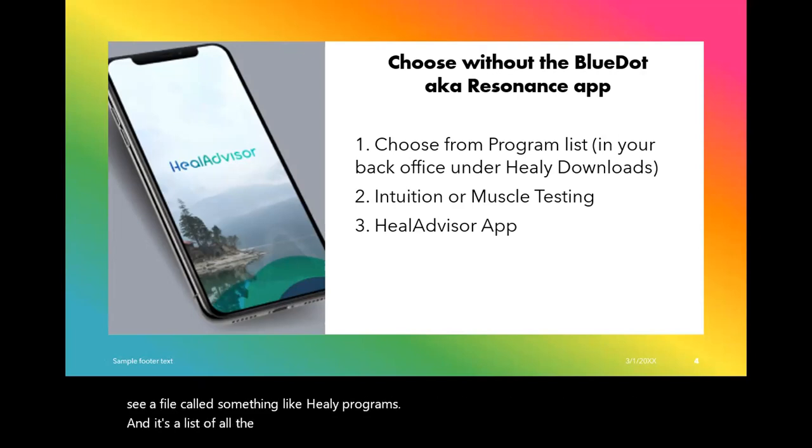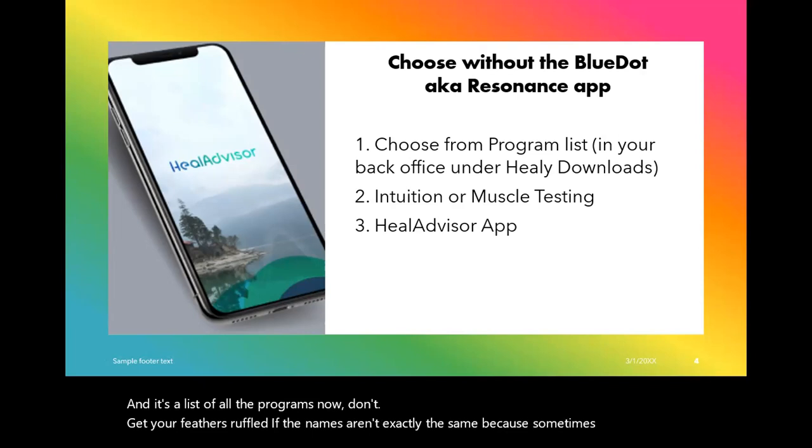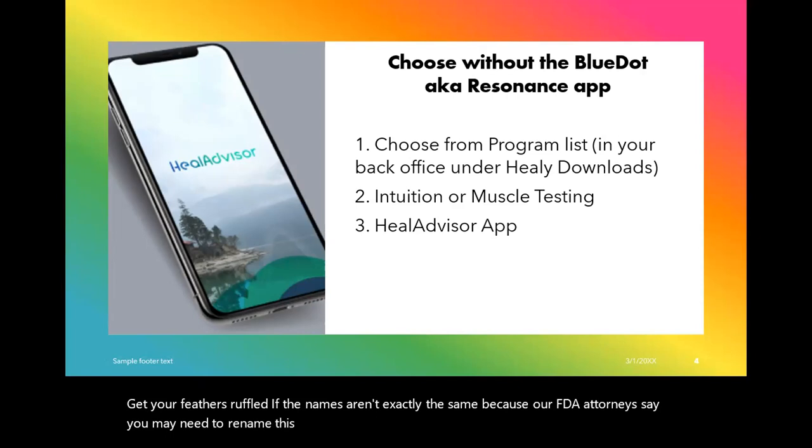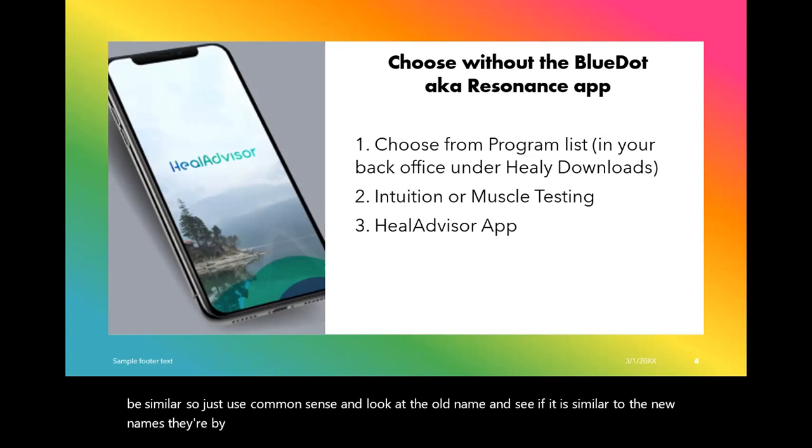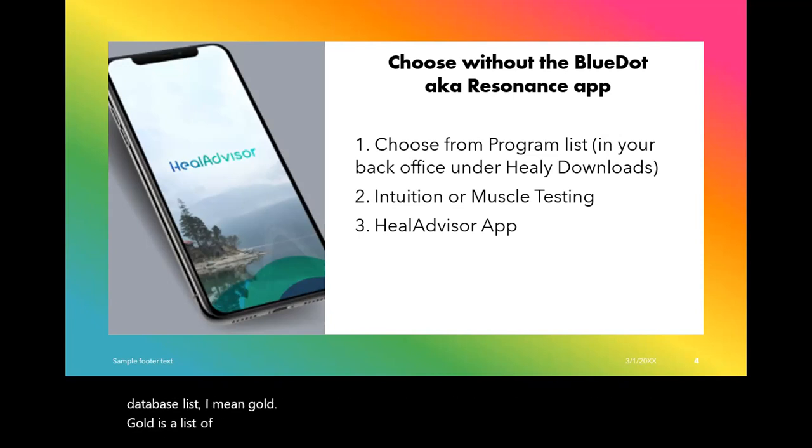Now, don't get your feathers ruffled if the names aren't exactly the same, because sometimes our FDA attorneys say you may need to rename this to keep out of the crosshairs of the FDA. But the names are going to be similar. So just use common sense and look at the old name and see if it is similar to the new names. They're by category, so you'll at least know what database list to go on. And by database list, I mean gold. Gold is a list of programs. The gold category is a database.